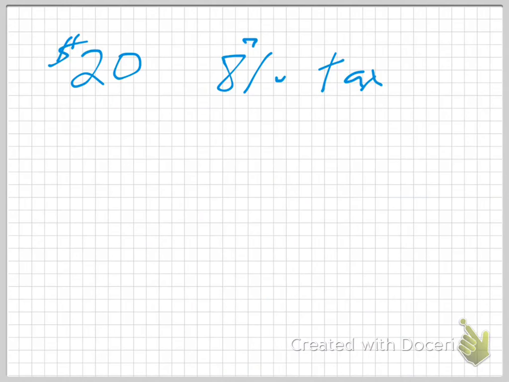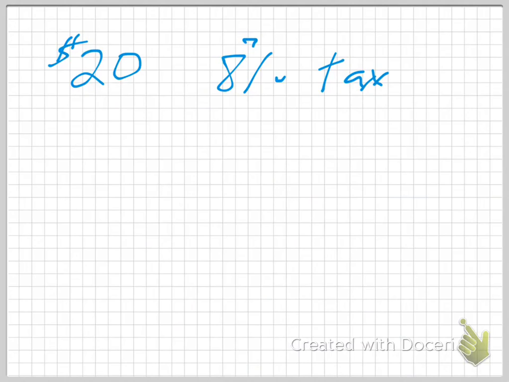What happens when they want something like this? There's a tax. Here's an item, $20 item, and there is an 8% tax on it. 8% tax. You guys all know what tax is, right? Which means that they add money to it, right? You take the item and then you have to add tax.